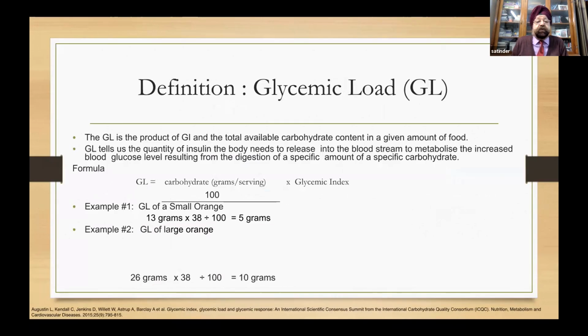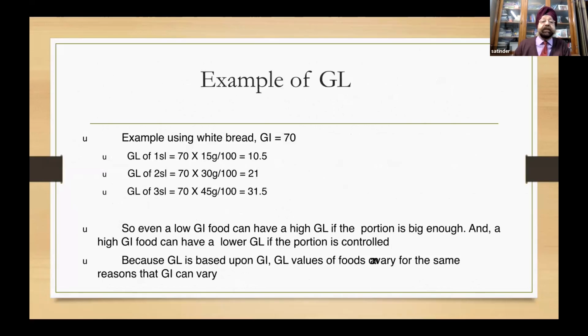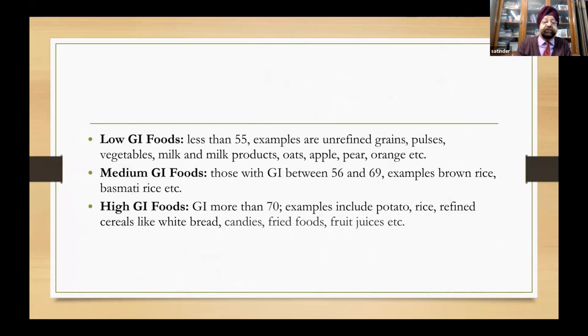The glycemic load of a small orange, 13 grams of carbohydrate times its GI of 38, would be 5, whereas a large orange would be 10. So the quantitative aspect comes into play. And again, 1 slice of white bread, 2 slices of white bread, and 3 slices. See the difference. The GI is 70, but multiplied by the amount of carbohydrate, it changes with the portion.